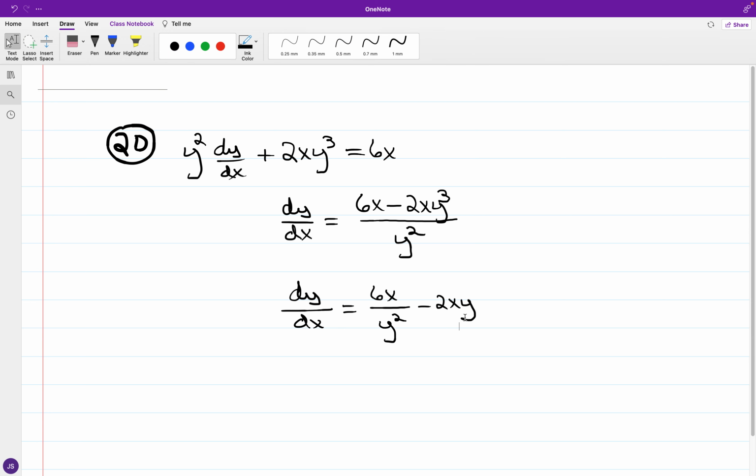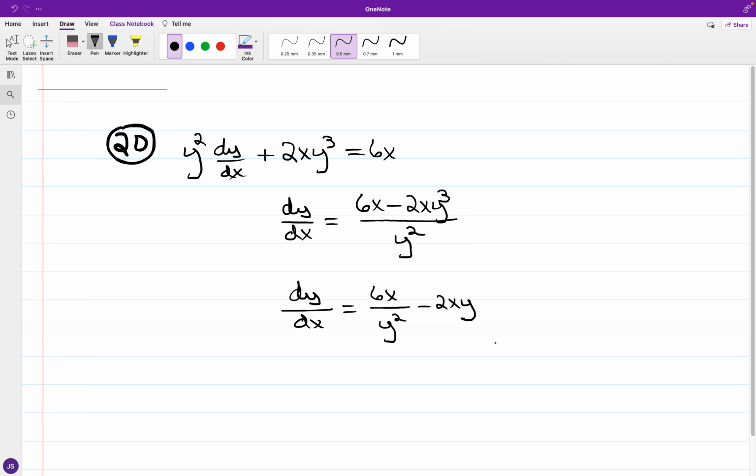Okay, for number 20, we've got y squared dy over dx plus 2xy cubed is equal to 6x. If I isolate the derivative, subtracting 2xy cubed and also dividing by y squared, we have 6x minus 2xy cubed all over y squared. Then simplifying, we have dy over dx is equal to 6x over y squared minus 2xy.